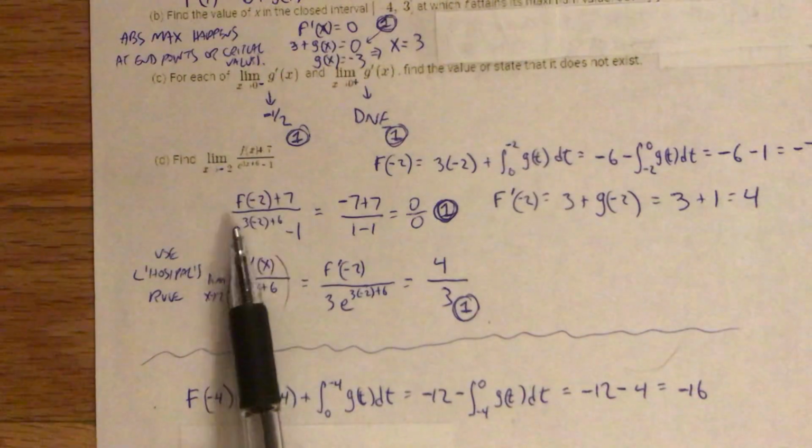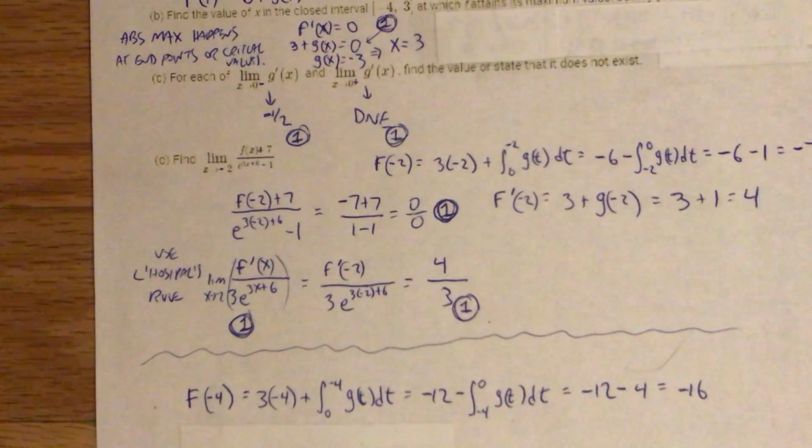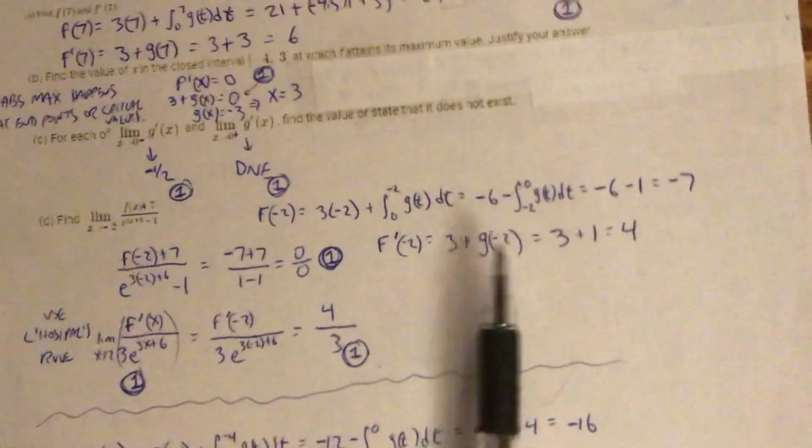-6 plus 6 is 0, and e to the 0 would be 1, and 1 minus 1 is 0. So the bottom is 0, so that's already given us trouble. But the top also comes out 0, because what's f of -2? Well, I calculated that over here.